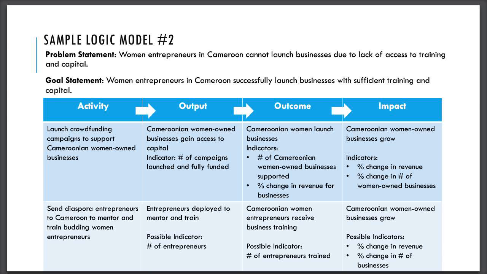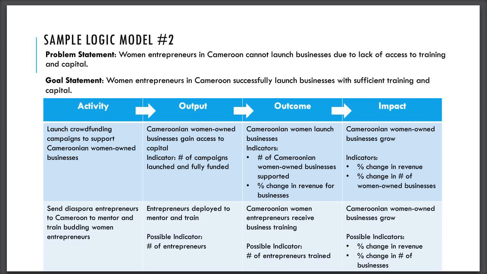They gain access to capital through these crowdfunding campaigns, and so an indicator of that output could be the number of campaigns launched and fully funded. It could also be the percent of the total campaigns that you've launched of those that were fully funded. And then an outcome of that activity of launching crowdfunding campaigns, and again, outcomes are measurable improvements or accomplishments at the beneficiary level.